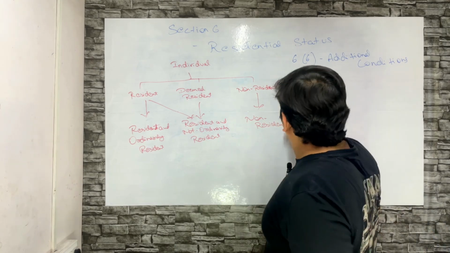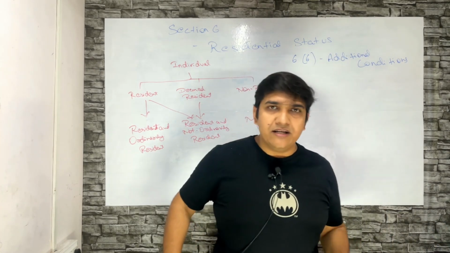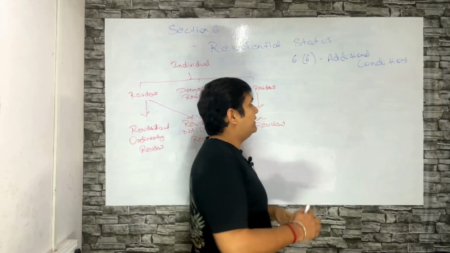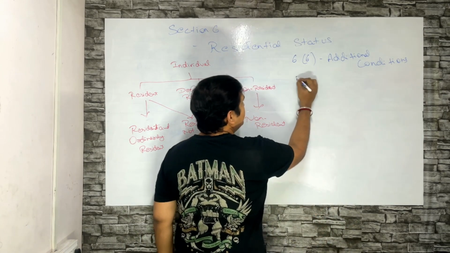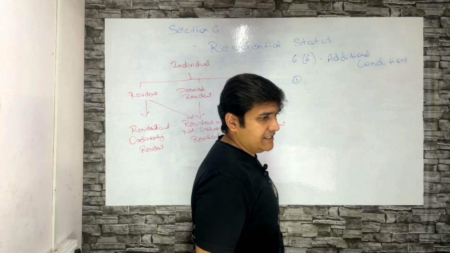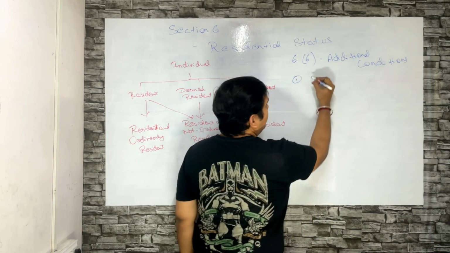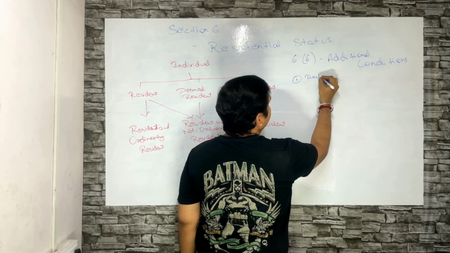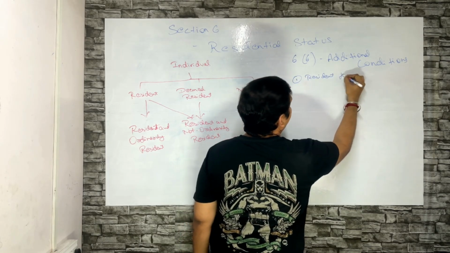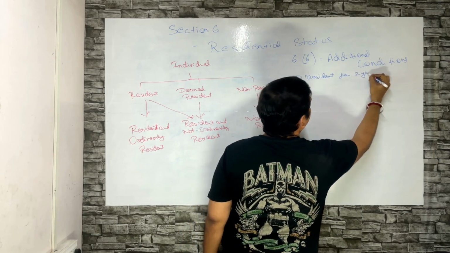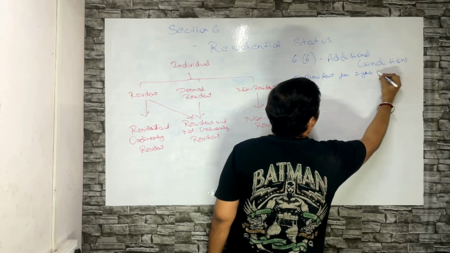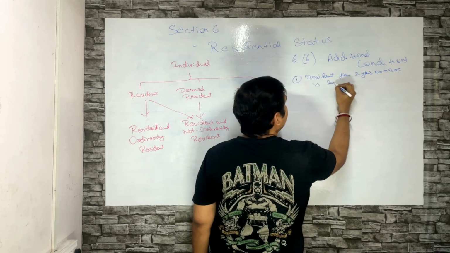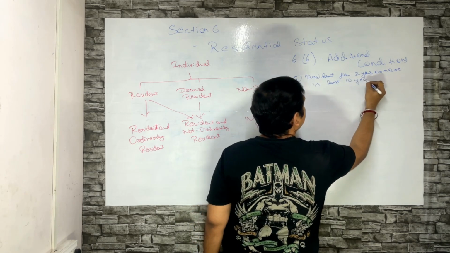So now, coming to our additional conditions, what are the additional conditions to be satisfied to become resident and ordinarily resident? So the first condition is: resident for 2 years or more in the last 10 years.